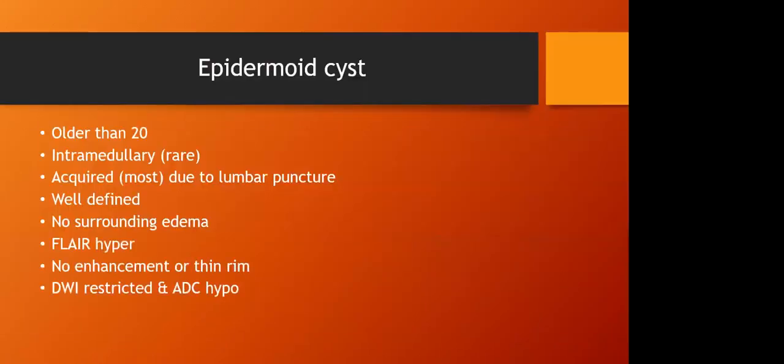Epidermoid cyst. Epidermoid cyst usually presents in patients older than 20 years. Its intramedullary presentation is rare, acquired in most cases due to lumbar puncture. This is in contrast to the intracranial epidermoid. Usually it's well defined, no surrounding edema, hyper on FLAIR, no enhancement or thin rim with restricted diffusion, and hypo on ADC map.